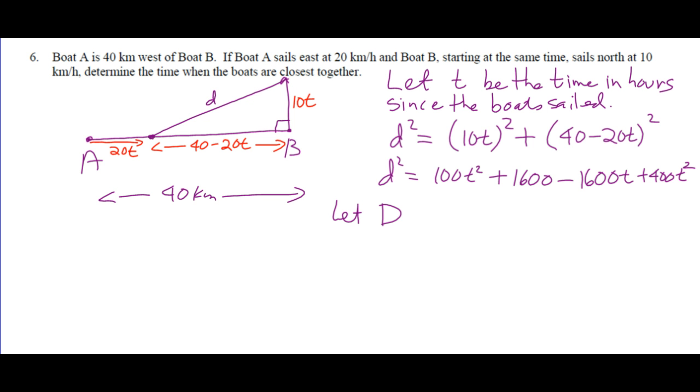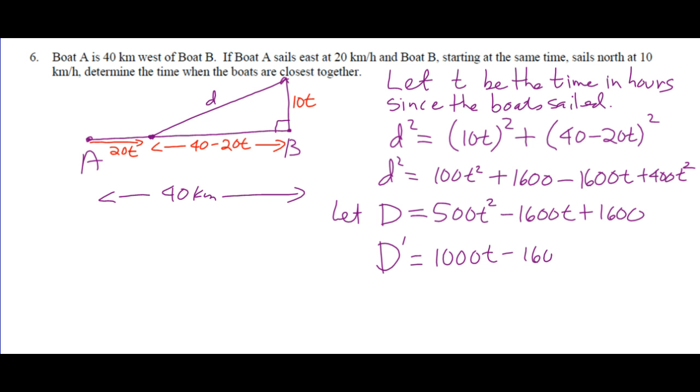Now, if we want them the closest together, we want d, little d, to be a minimum. We're just going to let big D be the distance. We'll worry about it because if it's a minimum, then so is little d. Okay, so D prime, D double prime, easy to work out: 1000t minus 1600.